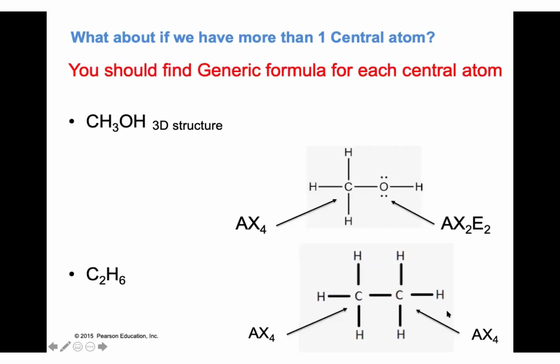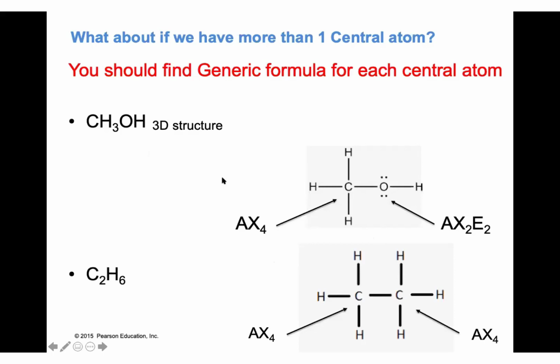Okay guys, what about if we have more than one central atom? You should find the generic formula for each central atom. Okay, that's really important. If we have more than one central atom, we should find the generic formula for each central atom. For example, CH3OH, here is a Lewis structure for it. It has two central atoms.